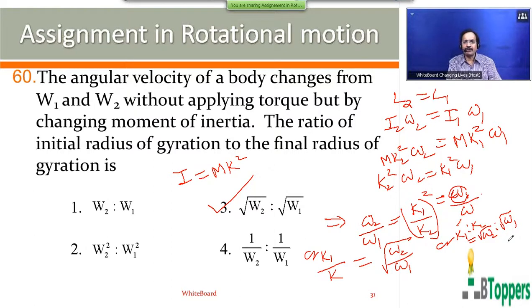So next I am going to show you the next part of the assignment in rotational motion. That is the third part of the assignment in rotational motion. So far I have discussed 60 questions, question numbering from 1 to 60 in the assignment on rotational motion. So next I am going to show you the third part, that is, the questions with numbering from 61 to 90 in the assignment in rotational motion.